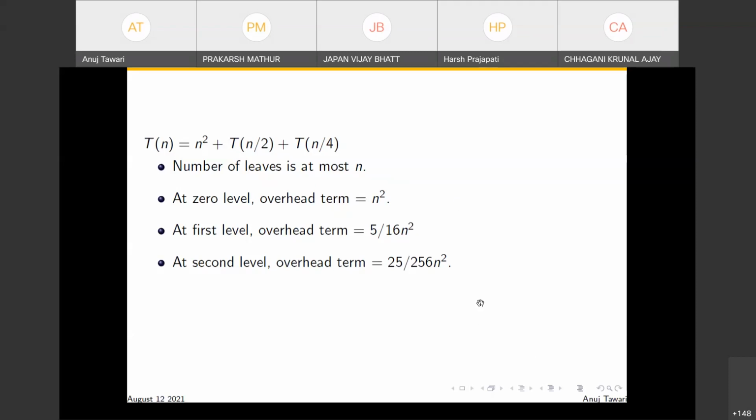A by 1 minus C, that is the formula. So it will be 1 over 1 minus 5 by 16, so that is 16 by 11. So overall, this summation will be at most 16 by 11 n square, right? So the solution of this recurrence will be order of n square. So this is a very intuitive way of solving this recursion.